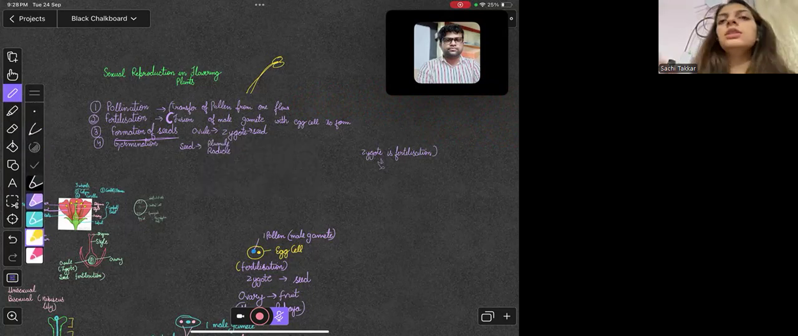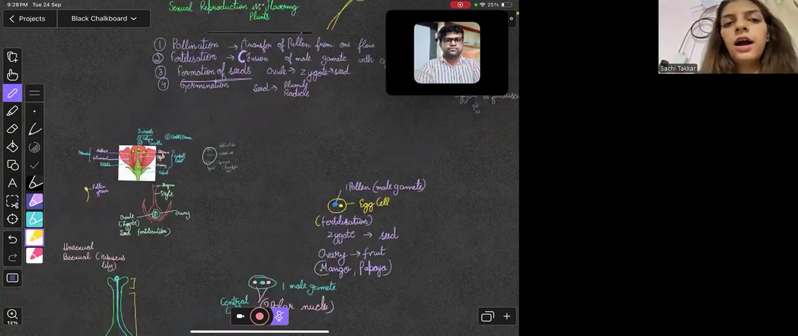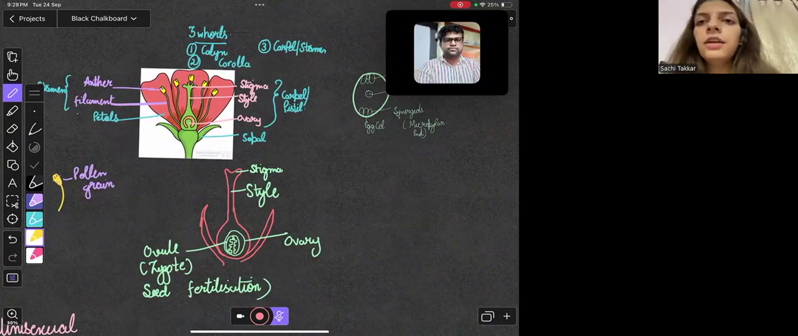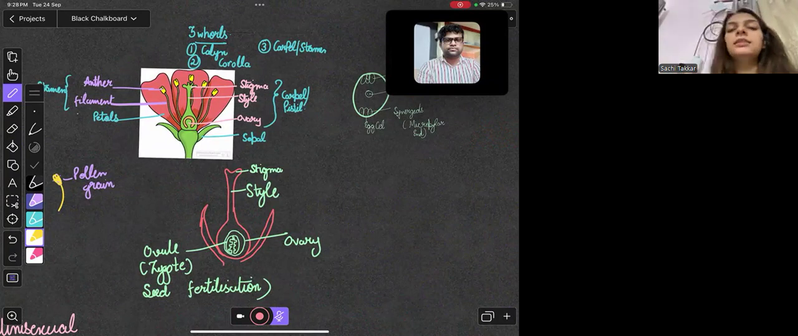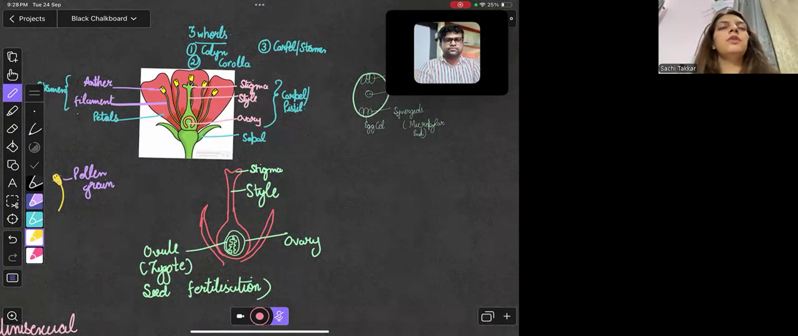Yes, let me just explain that in a flower. So can you see the flower? Yes. Okay, so this is a flower that we have seen. This is an example of which flower? Hibiscus, right? So in hibiscus, you can easily identify there are two different types of reproductive structure.